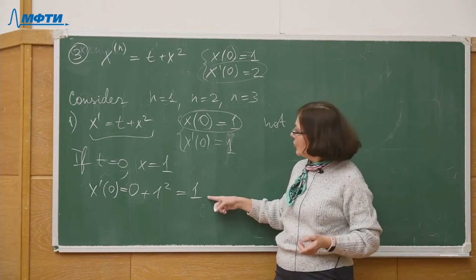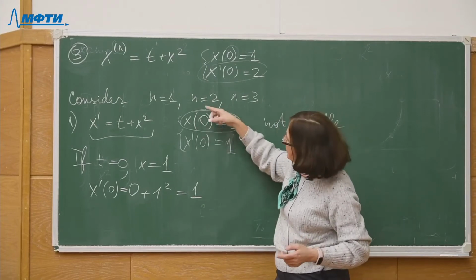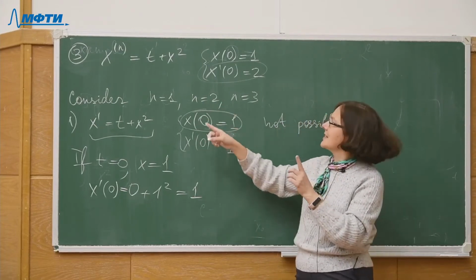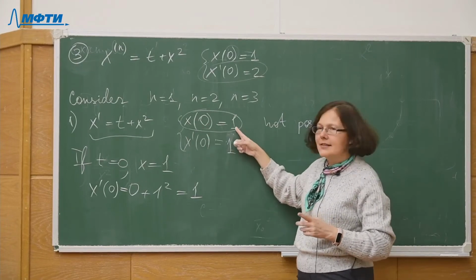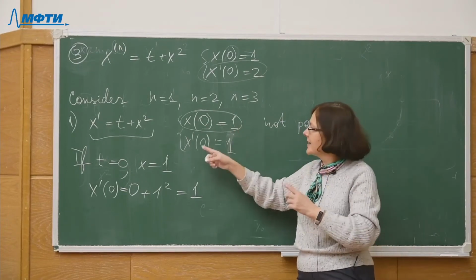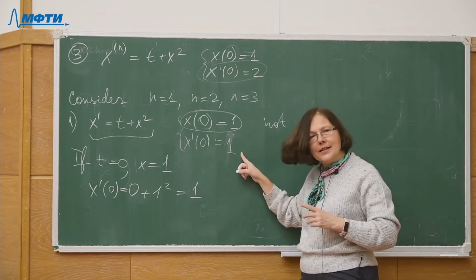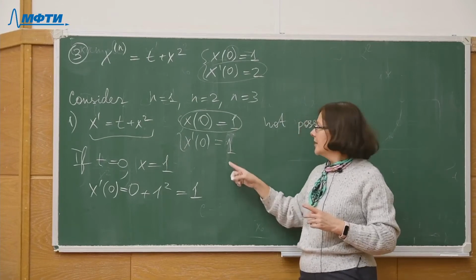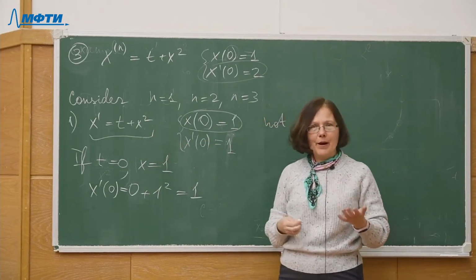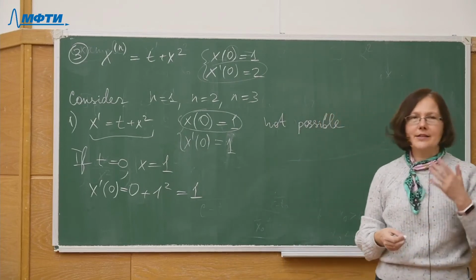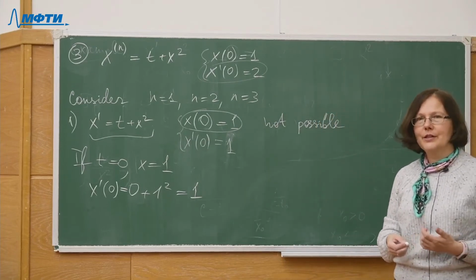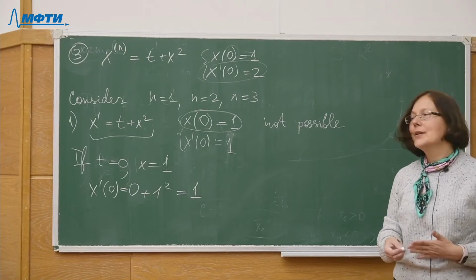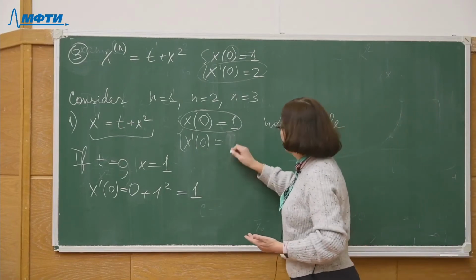Right. And so since it is possible, the fact is, if the solution satisfies this initial condition, then it necessarily satisfies this condition by this differential equation. It follows from the differential equation, right? But it is not possible for 2.